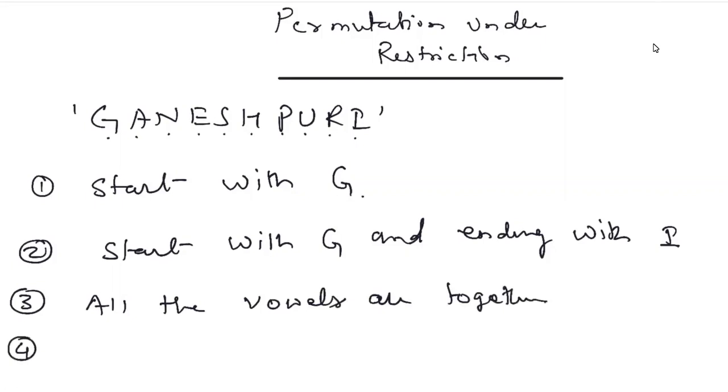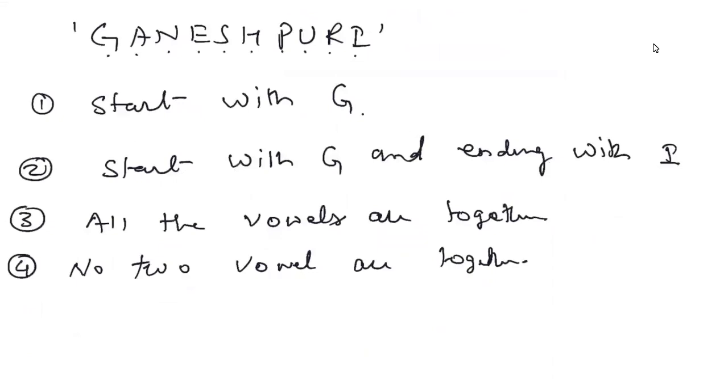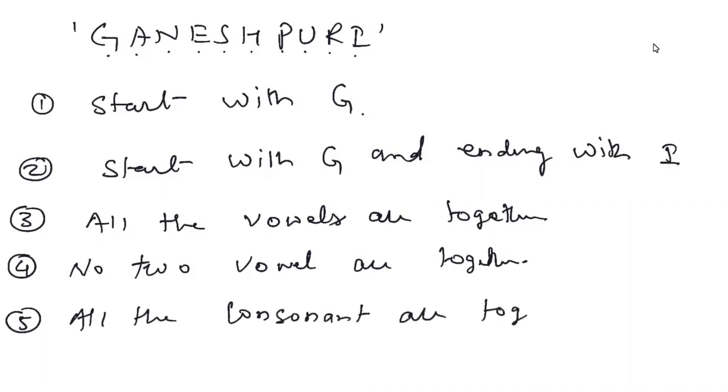Fourth, no two vowels are together. Fifth, all the consonants are together, right? Five questions on this.